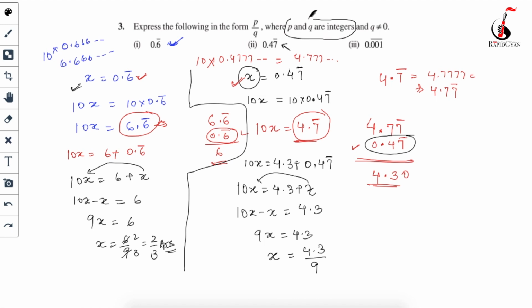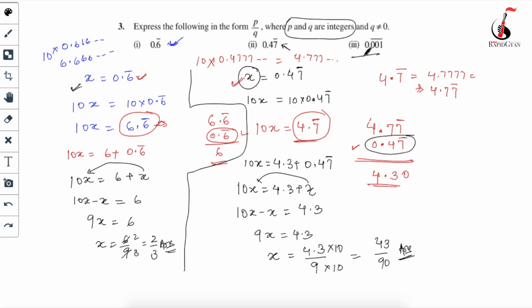What's mentioned? P and q are integers, but here you are seeing 4.3 is not an integer. So you will have to convert this into an integer. In order to convert this, I will simply multiply numerator and denominator by 10. So my answer will become 43 upon 90. That's my answer. Understand, guys? Good. Let's go and solve the next question.